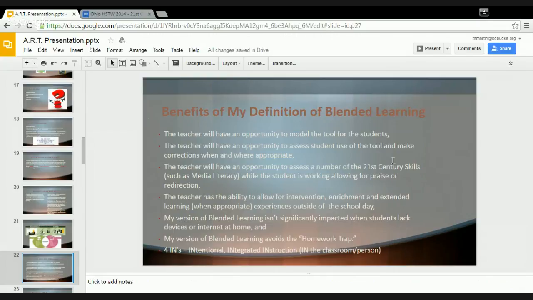My version of blended learning isn't significantly impacted when students lack devices or internet at home, because the majority of instruction happens in the classroom in the brick and mortar setting. And my version of blended learning avoids the homework trap, because kids sometimes don't watch the videos at home. They don't watch the lectures at home. And so when they come back to school the next day, they're not ready to go. So I call it the 4 Ns. It's intentional, integrated instruction in the classroom or in person.